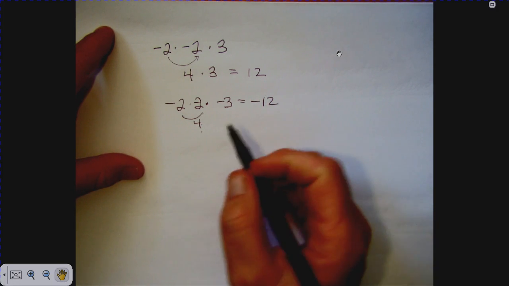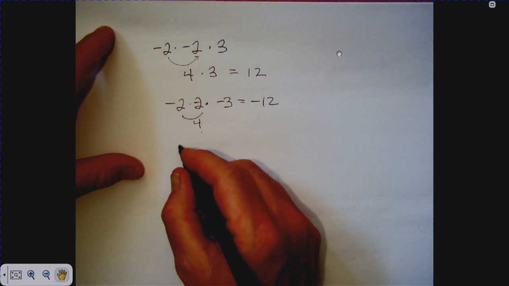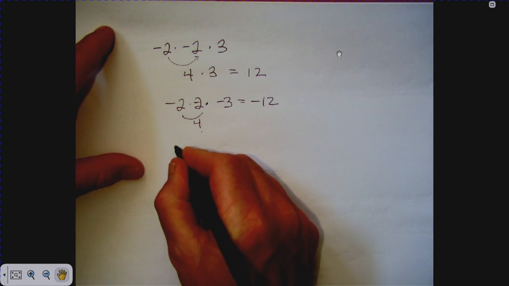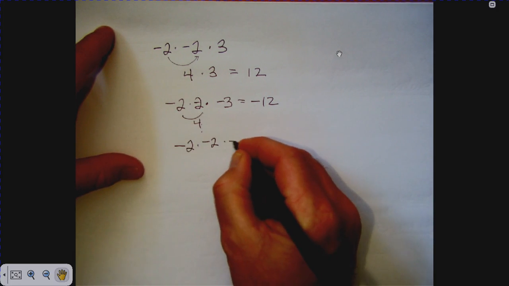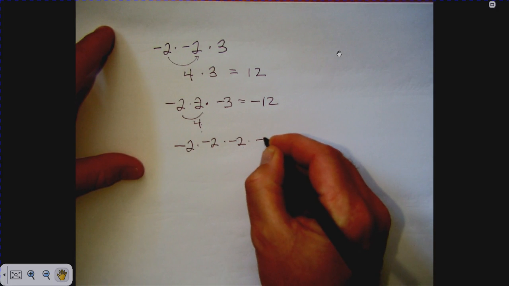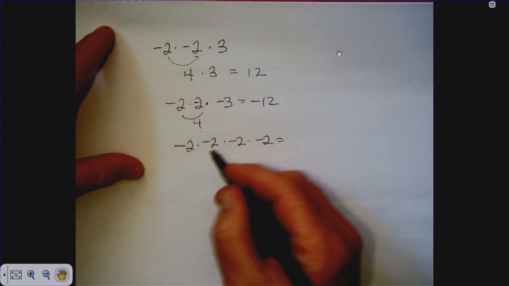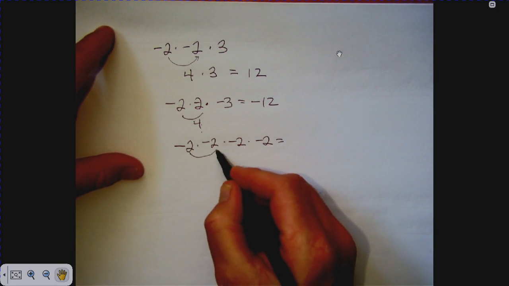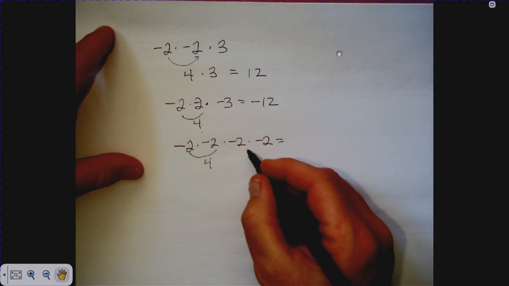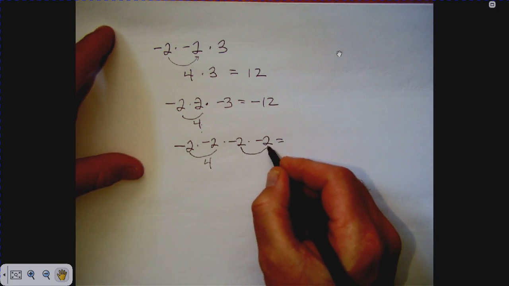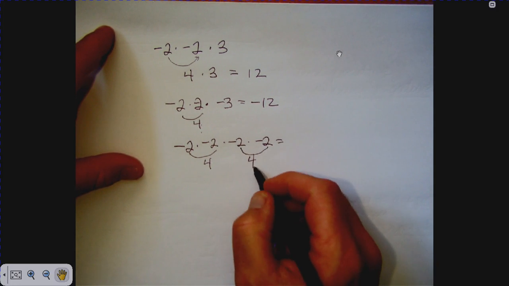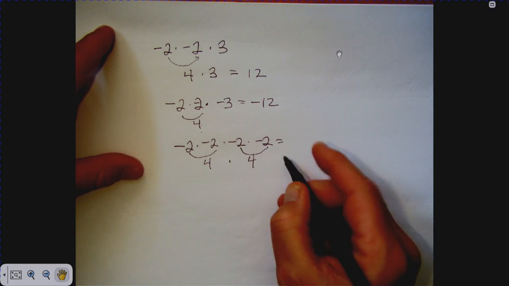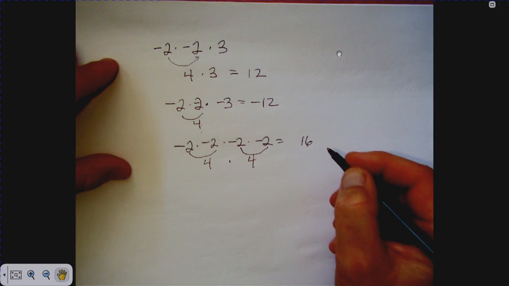Now, you could keep trying this. Let's do negative 2 times negative 2 times negative 2 times negative 2. And this is going to be negative 2 times negative 2 is 4. And this is going to be negative 2 times negative 2 is 4. Same signs, so it's going to be a positive answer. And then I can multiply these, and my answer is going to be 16.